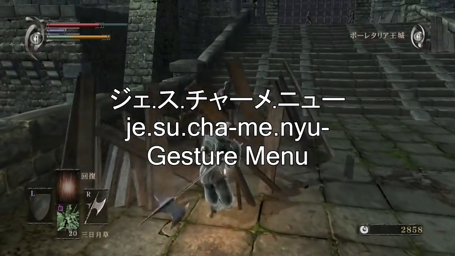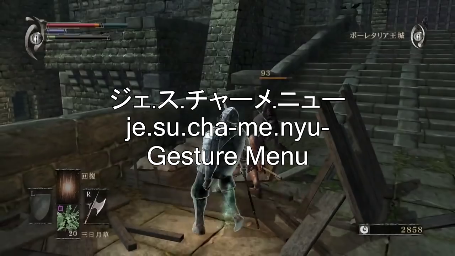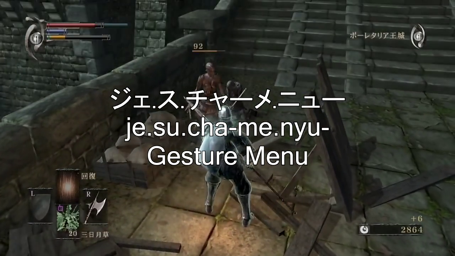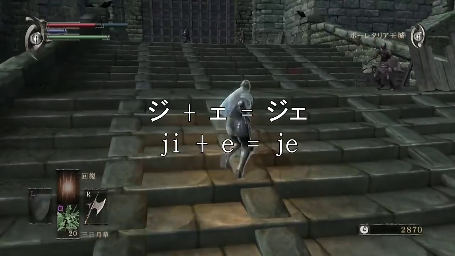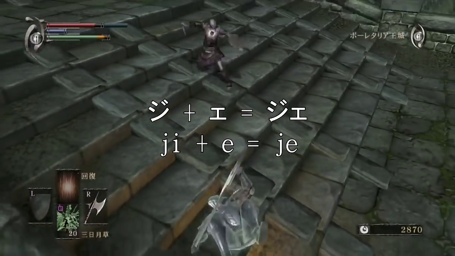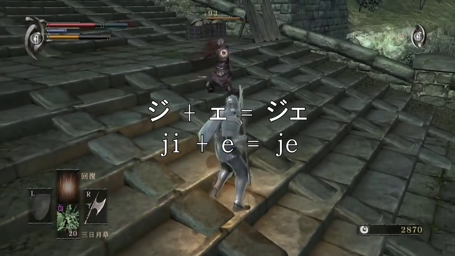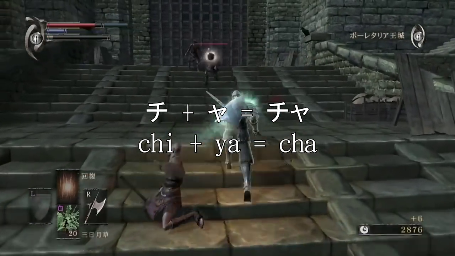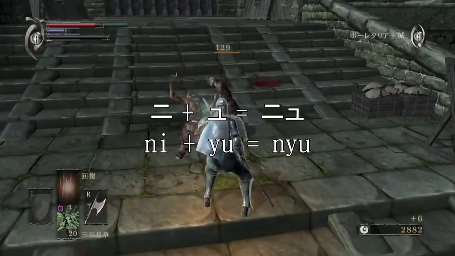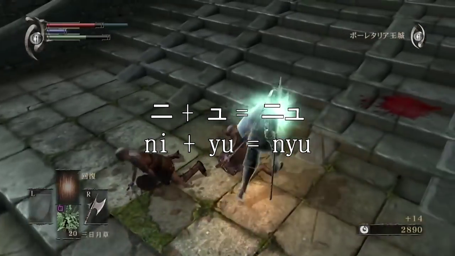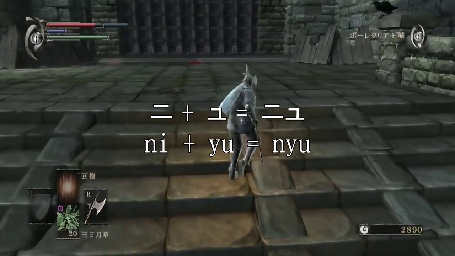Notice that in the term gesture menu there's 3 kana compounds. A kana compound is just a large kana matched with a small kana. Now most kana are a full syllable, 1 consonant and 1 vowel. But when you see a big kana and a little kana, the little kana overwrites its own vowel like a hermit crab. It overwrites the vowel of the large kana.